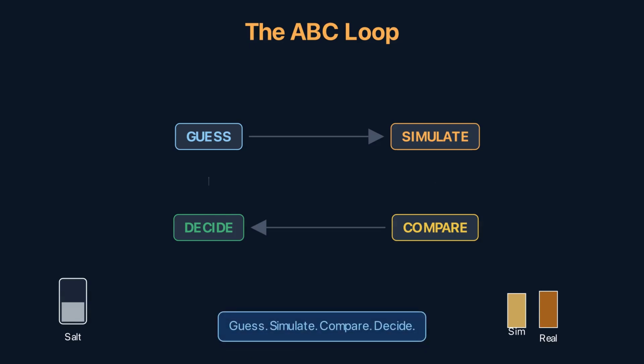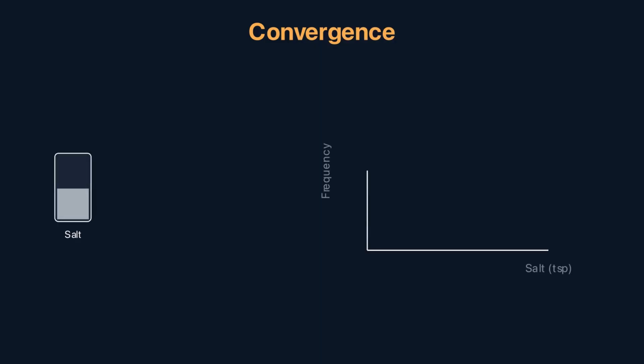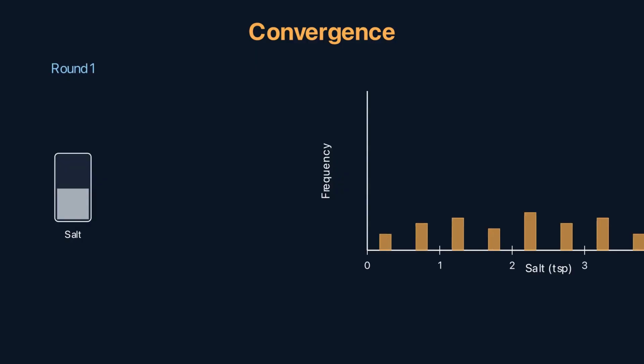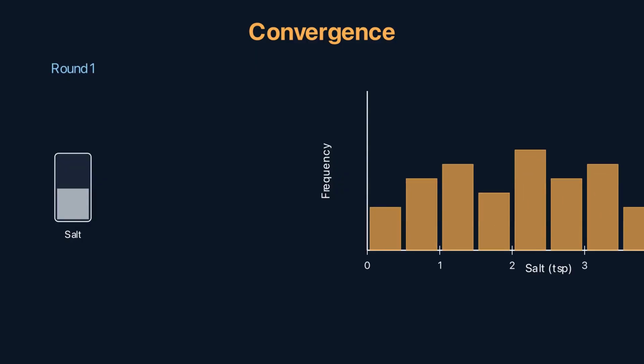After many rounds of propose, simulate, and compare, the collection of kept guesses forms a distribution of plausible recipes, the approximate posterior. The workflow in practice. Start with a prior. Salt is between 0 and 5 teaspoons. You have no idea. Anything is possible. Propose a value, 2 teaspoons. Simulate. Make a sauce with 2 teaspoons of salt.